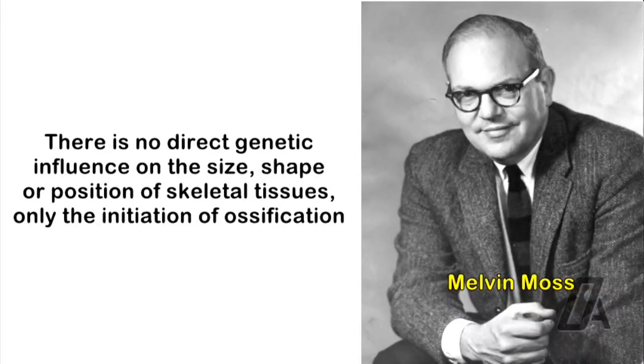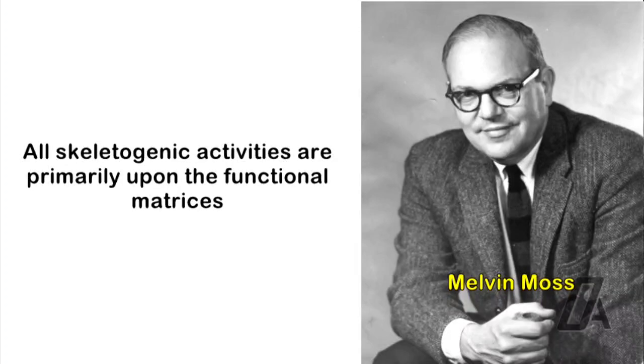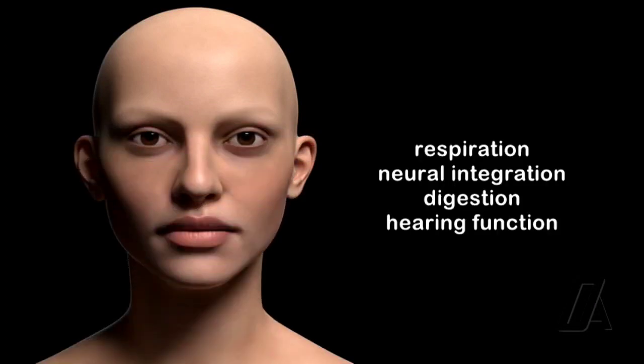Simply, the theory states, there is no direct genetic influence on the size, shape, or position of skeletal tissues, only the initiation of ossification. All skeletogenic activities are primarily dependent upon the functional matrices. According to Moss, head is a structure which carries out many functions, like respiration, neural integration, digestion, hearing function, etc. Each one function is carried out by tissues and spaces in the head.